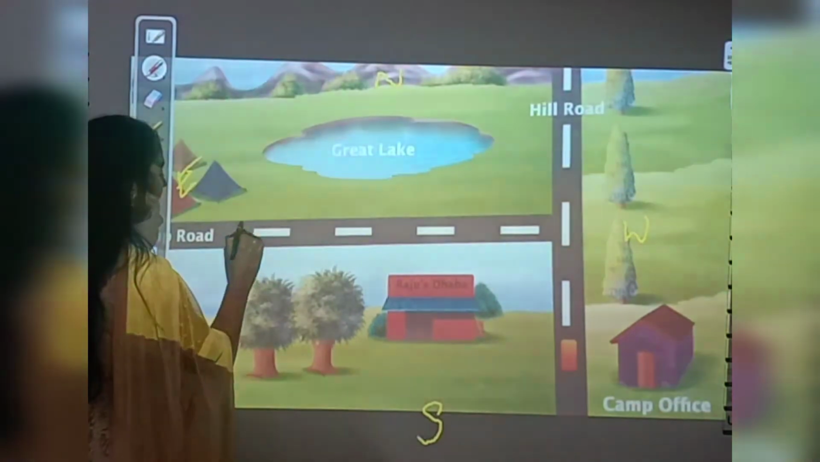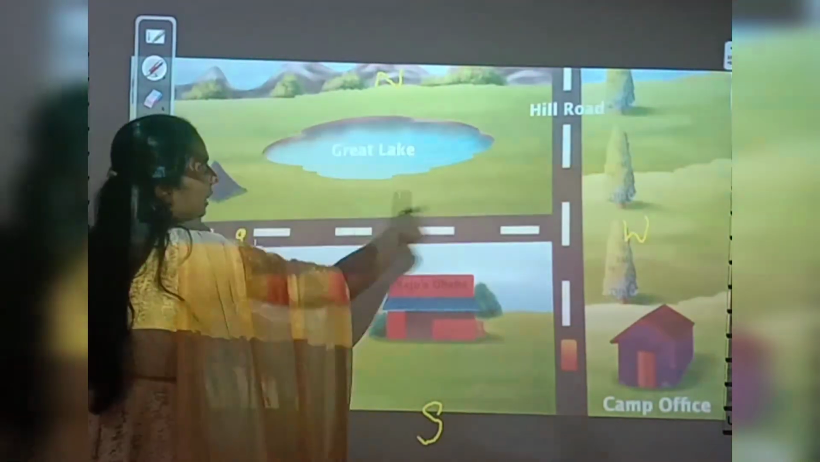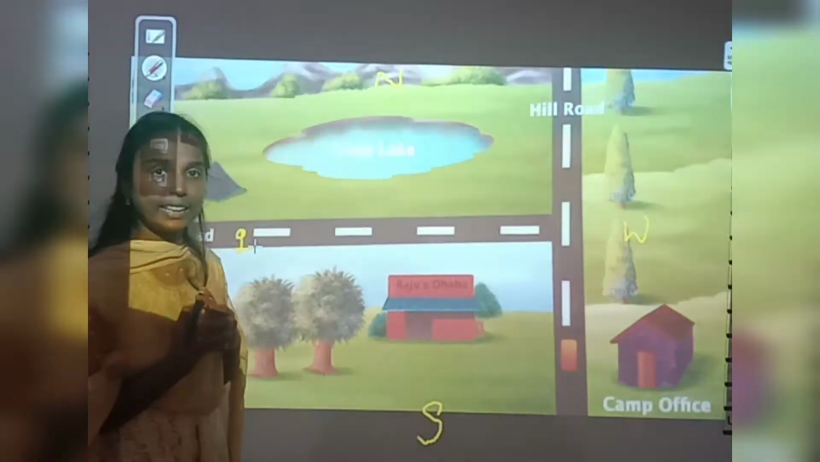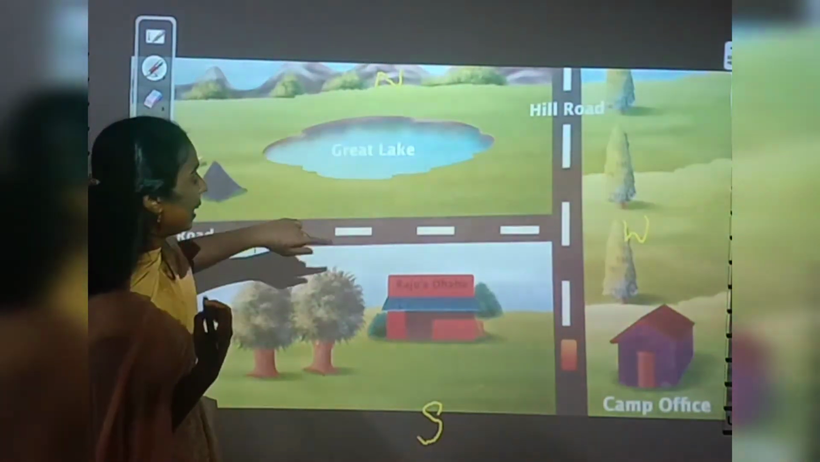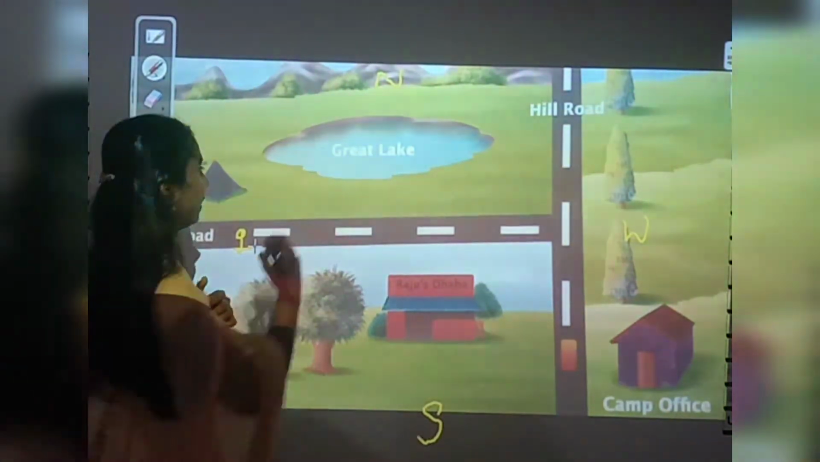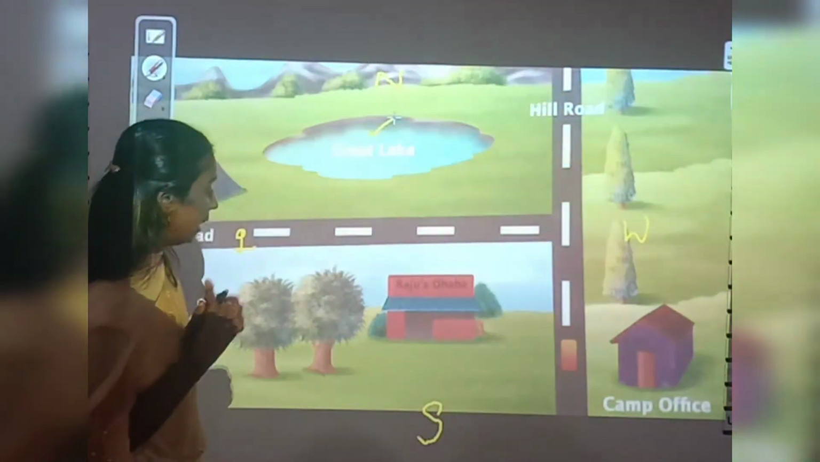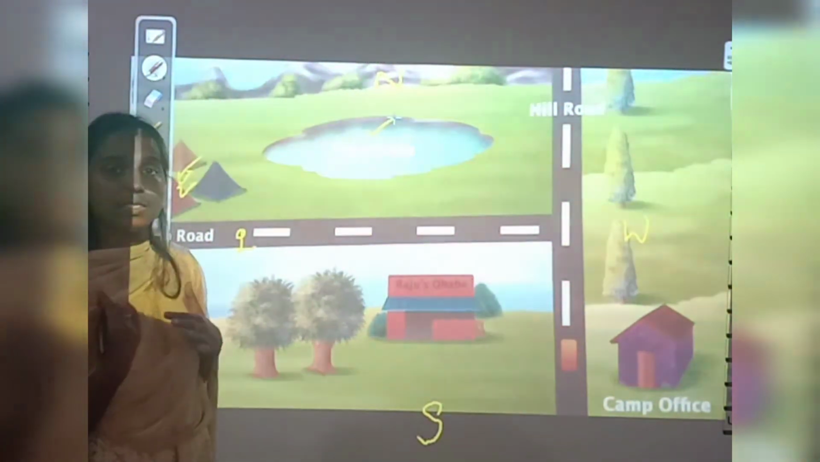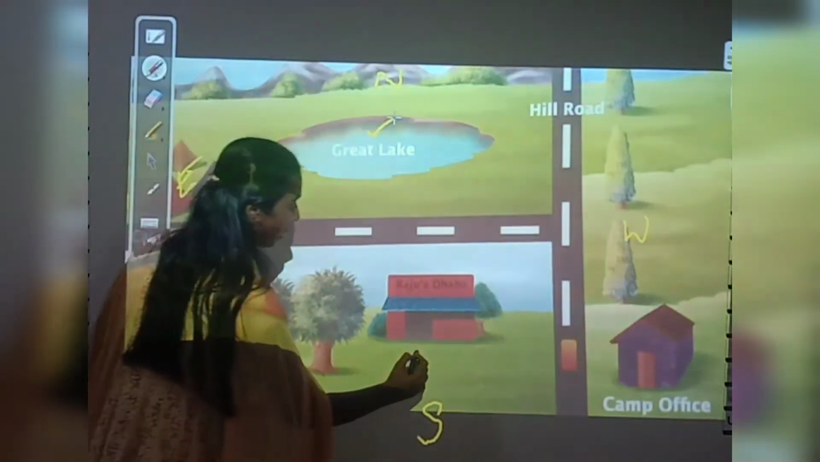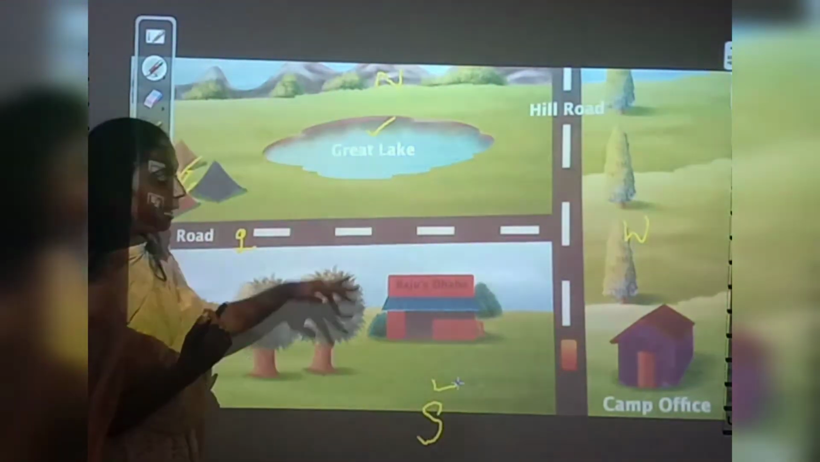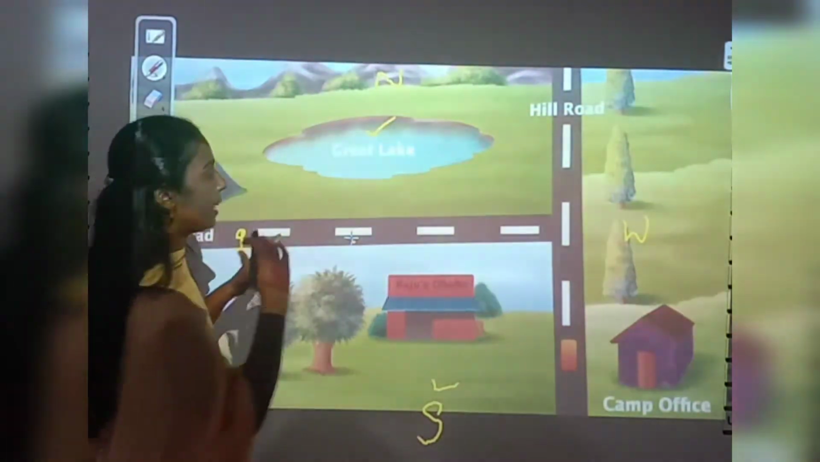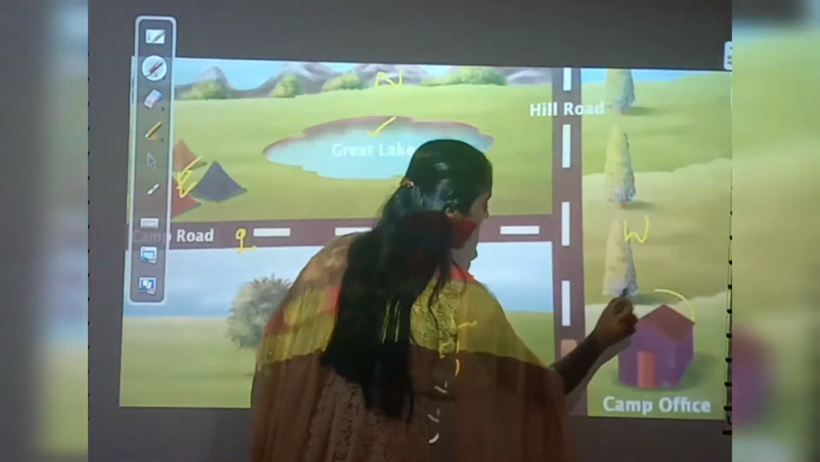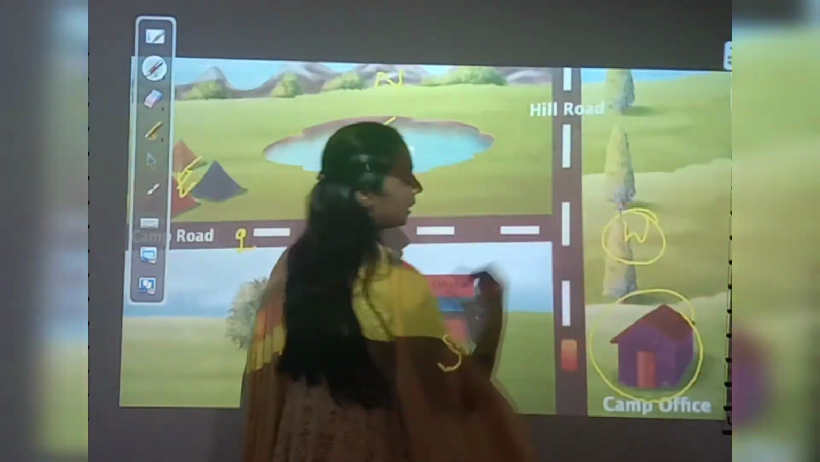Now shall we locate once again? Say you are here, facing this direction and standing here. Now where is the Great Lake located? In which direction? Great Lake is located in the north from this Camp Road, right? Very good. Now can you say where is Rajas Dabba located from this Camp Road? In which direction is this Rajas Dabba located? It is in the south side. Okay, Rajas Dabba is in the south side of this Camp Road. Now where is this Hill Road located? It is located towards the west, right? And you can see Camp Office is also in the west direction.